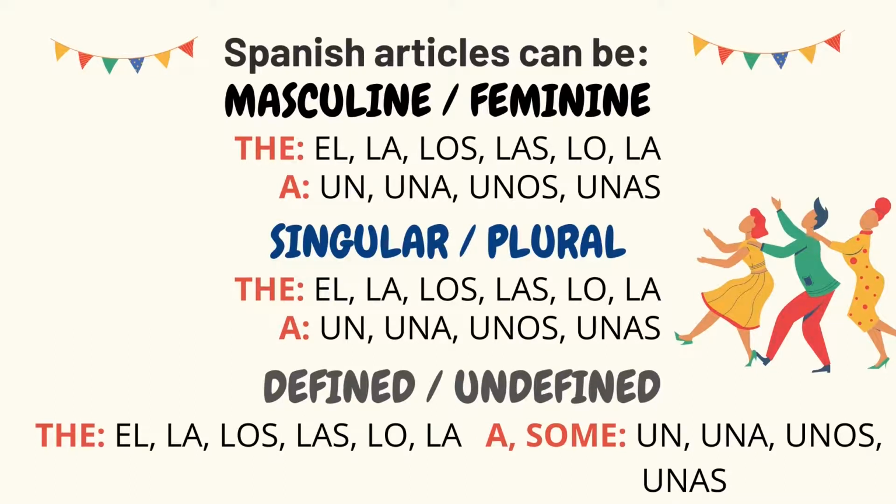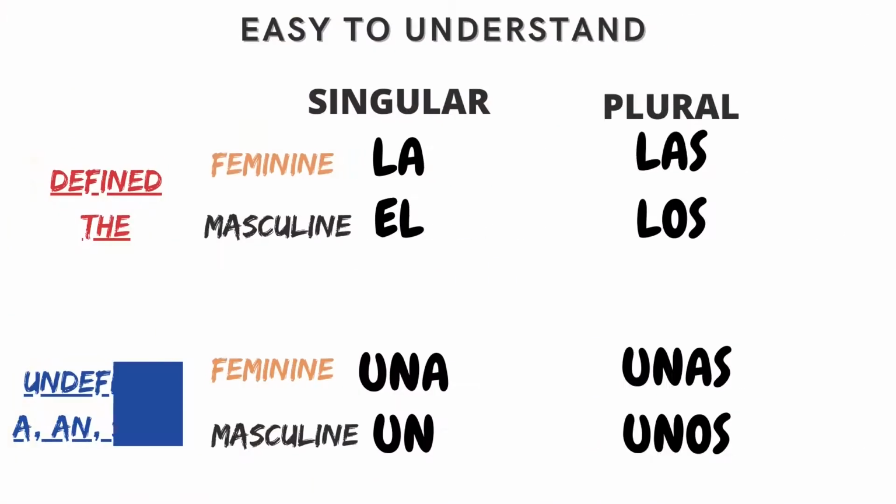So the universal article "the" of the English can become a lot of different types of articles, and the "a" and "some" of the English also can become different types of articles in Spanish. Easy to understand. Let's see this chart. We have singular and plural, defined and undefined, and feminine and masculine. For example, if we are talking about a defined and singular feminine, we will say la, and if we are talking about a defined masculine singular, we will say el. And if we're talking about plural, we will say las or los.